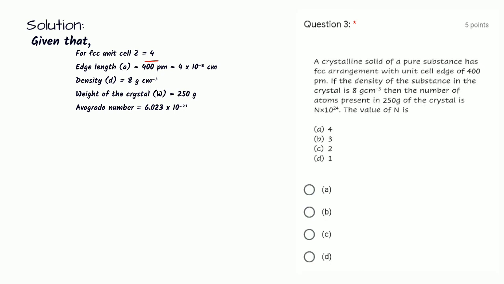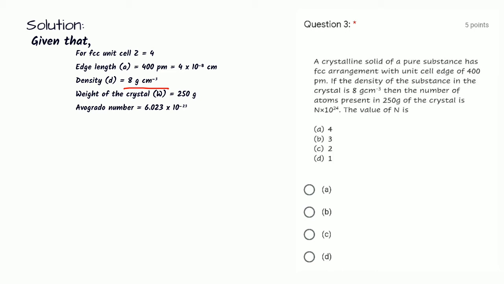And the cell edge is equal to 400 picometer. We can convert it into one unit system, maybe SI unit or maybe CGS unit. So we can convert it into CGS unit. It will be 4 into 10 to the power minus 8 centimeter. Then the density is given as 8 gram per centimeter cube. It is already in CGS unit, so no need of converting it.